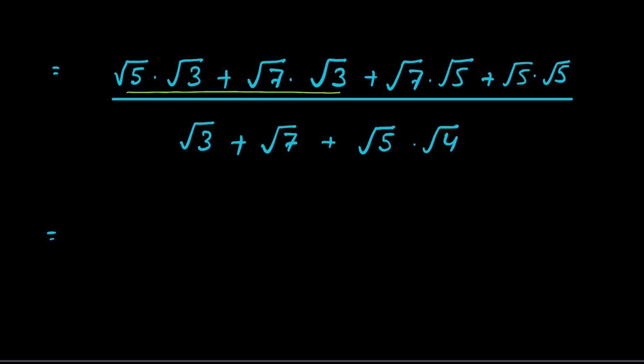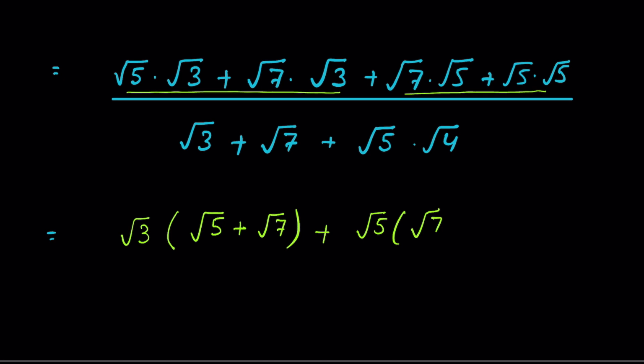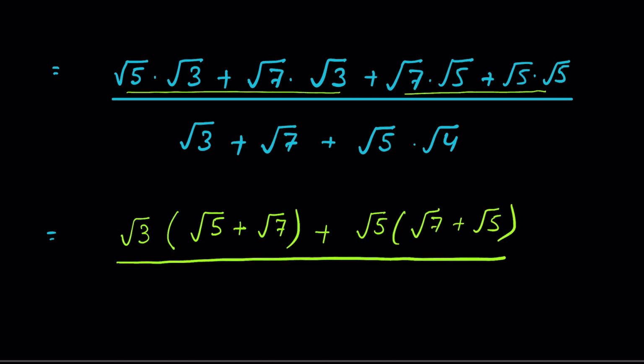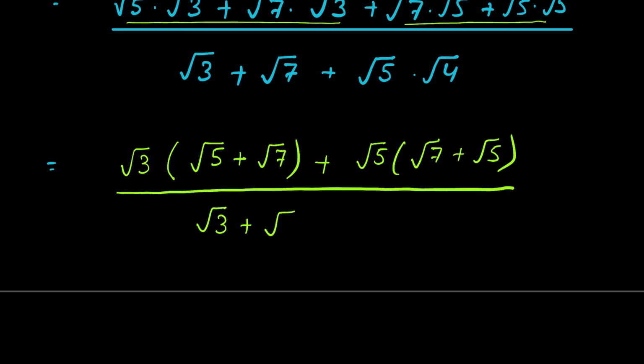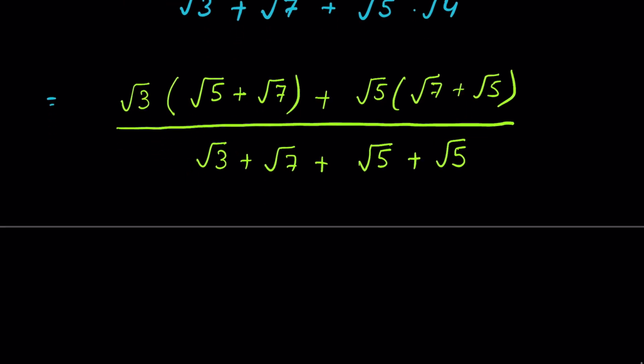Now here we can take square root of 3 as common. So square root of 3 parenthesis square root of 5 plus square root of 7, plus here we can take square root of 5 as common and write square root of 5 parenthesis square root of 7 plus square root of 5, upon square root of 3 plus square root of 7 plus 4 under square root, which means 2 times square root of 5. And 2 times square root of 5 we can also write as square root of 5 plus square root of 5, because when we add square root of 5 plus square root of 5 it will be 2 times square root of 5.